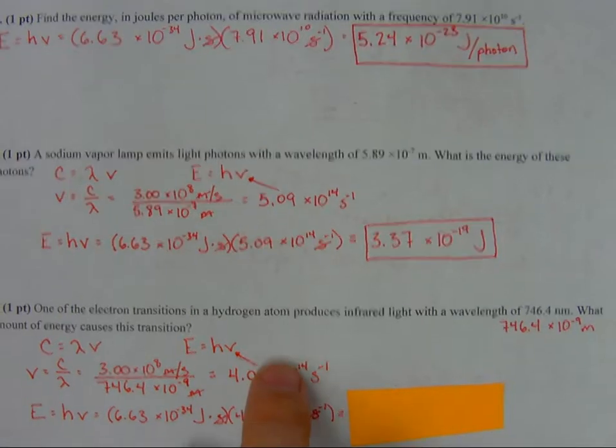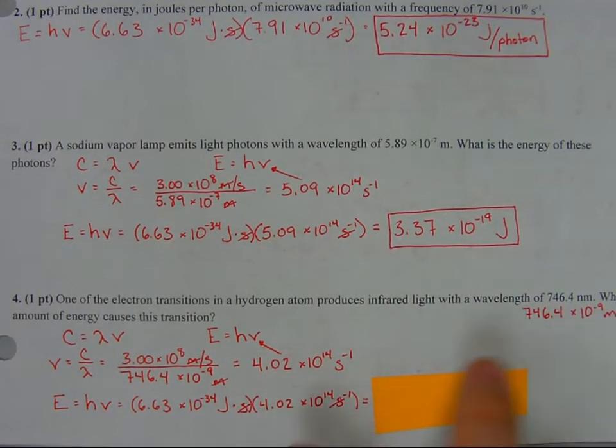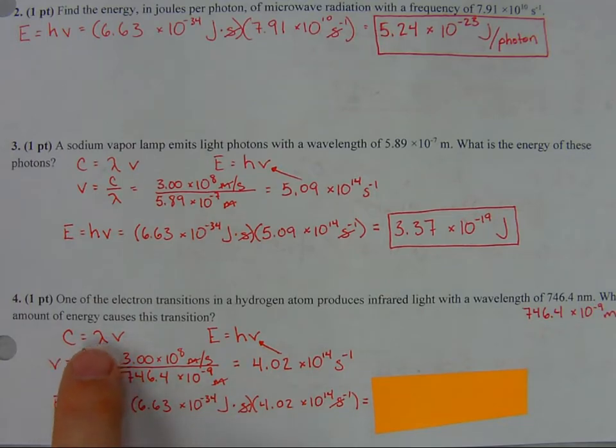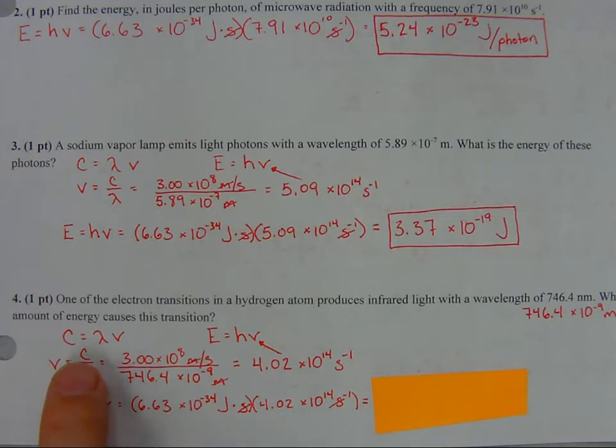So, using the same strategy I did in number 3, I'm going to rearrange this equation and solve for frequency. Now, once I have frequency, I can plug that frequency in right there and solve for energy. So, here's my frequency, speed of light over lambda. Speed of light is a constant. It's written at the top of the page if you forgot what it is. And here's the value that the question actually gave me.